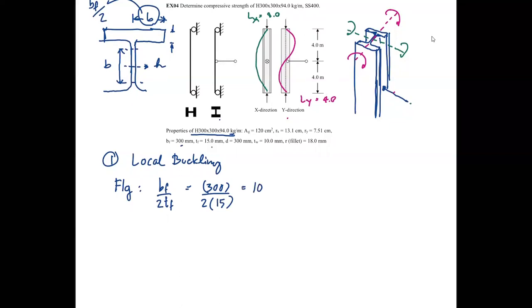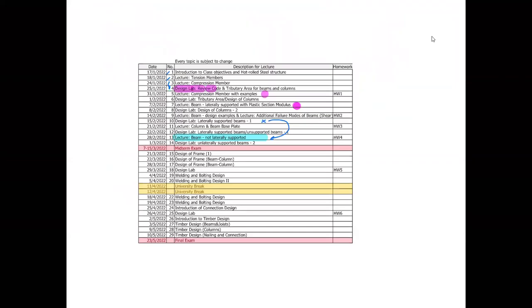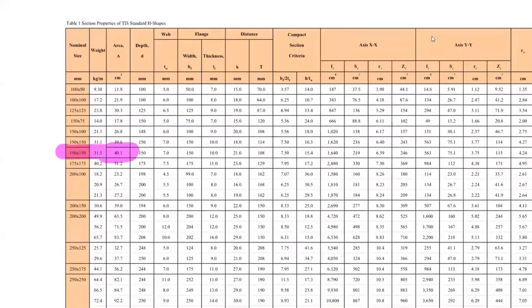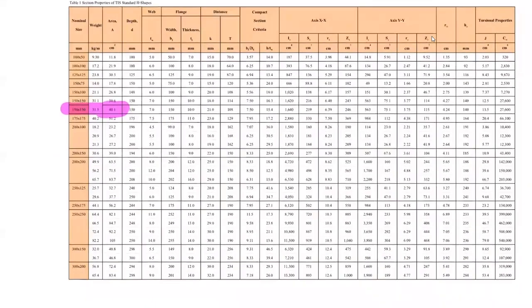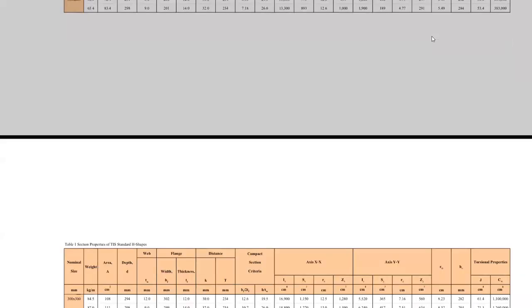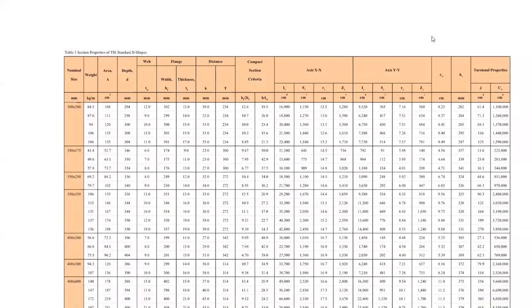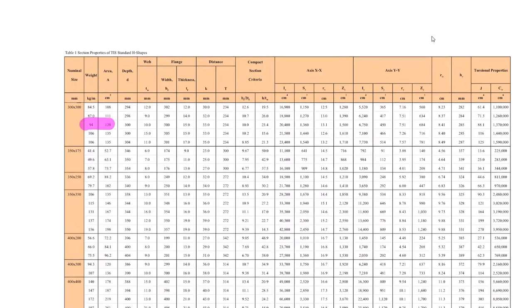And this is H 300 by 300 by 94. If you don't believe me, you can, oops, that's a wrong one. Let's turn this off. Okay. It's going to be a little bit difficult. Okay. 300 by 300 here by 94. So basically it's this one. You see, BF over TF is 10.